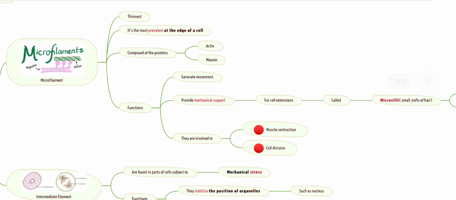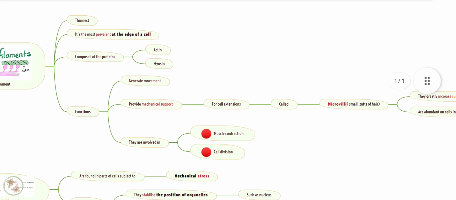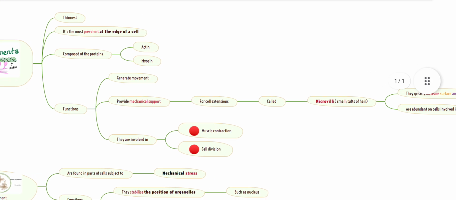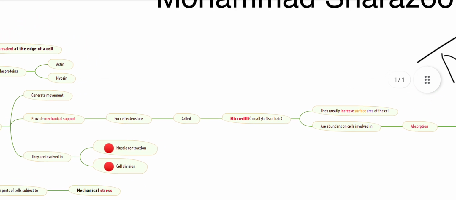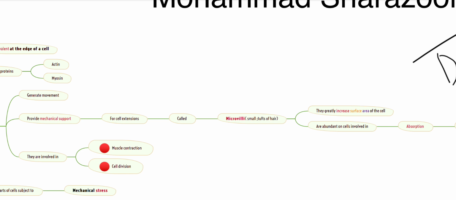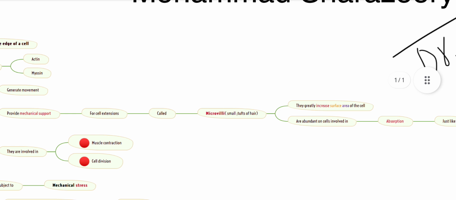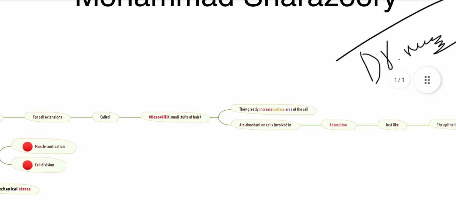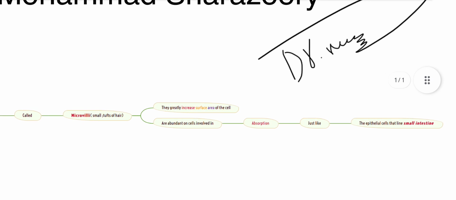Okay, they generate movement and provide mechanical support for extensions called what? Microvilli, small tufts of hair. What are they doing? They greatly increase the surface area of the cell and are abundant on cells involved in absorption, just like the epithelial cells that line the small intestine. Okay, microvilli.